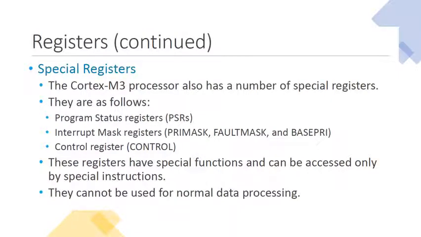Then we have some special registers. If you consider the special registers, the Cortex M3 processor also has a number of them. They are as follows: one is the program status register, then the interrupt mask register, then the control register. The details will be discussed in the coming classes, but anyway, the program status register.